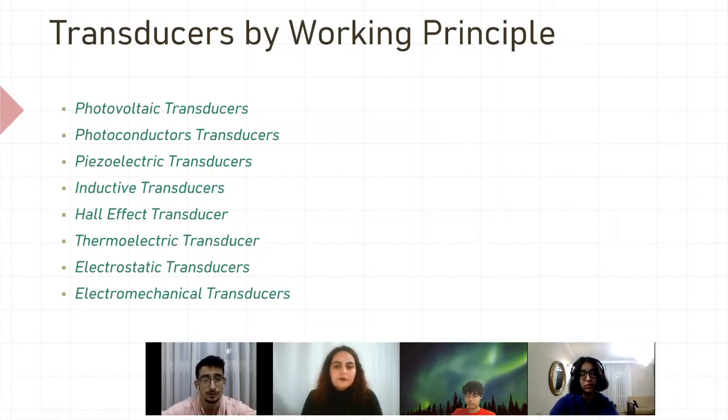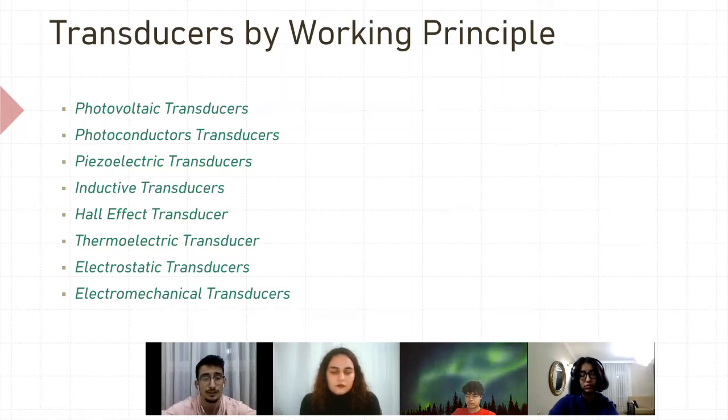Photovoltaic transducers convert light energy into electrical energy. In addition, photovoltaic transducers are active transducers. That is, they produce their own energy. Solar cells are examples of photovoltaic transducers.